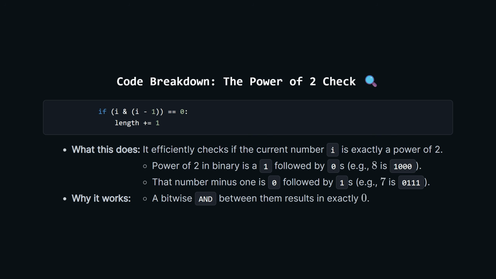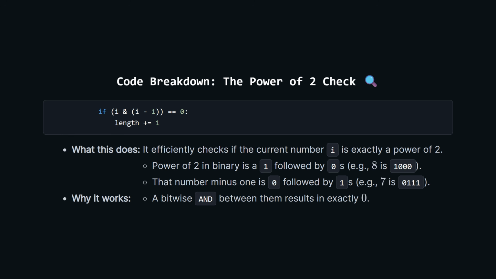Let's look at this specific line. This is a classic bitwise trick that is great to memorize. If you take a number, and you do a bitwise AND operation with that number minus 1, if the result is exactly 0, it means your original number was a power of 2. Think about the number 8. In binary, it's a 1 followed by 3 zeros.